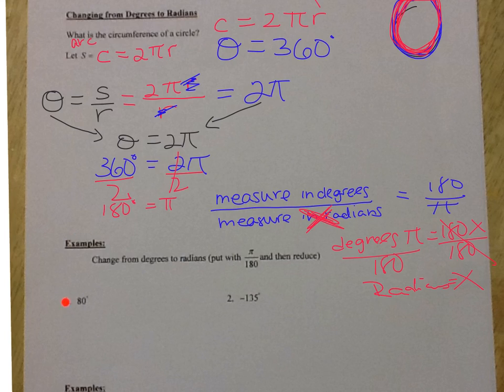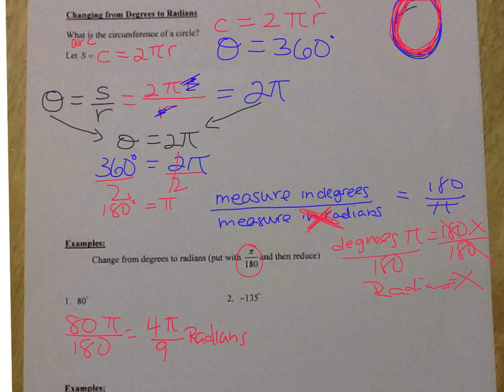I want to change 80 degrees to radian measure. So I put it with pi over 180, and then I reduce it. So it's 80 pi divided by 180. So what I do now is I reduce, so plug in your calculator, 80 divided by 180, reduce the fraction, you get 4/9. So this is 4 pi over 9. That's my angle in radians. This is radian measure. So it's 4 pi over 9 radians.